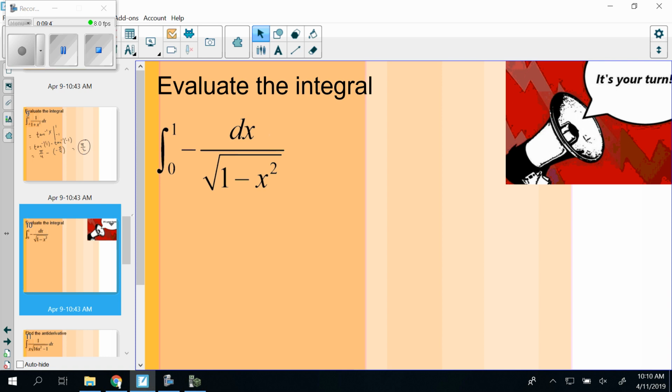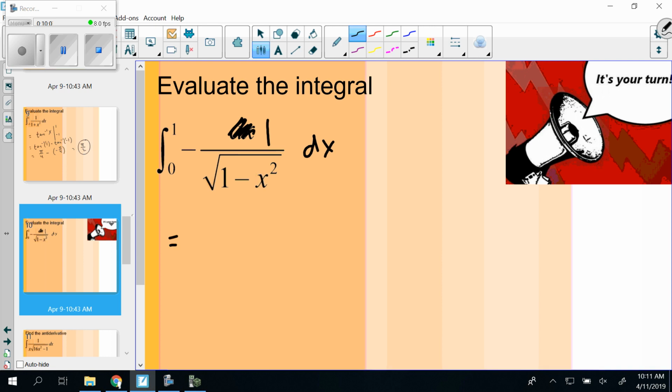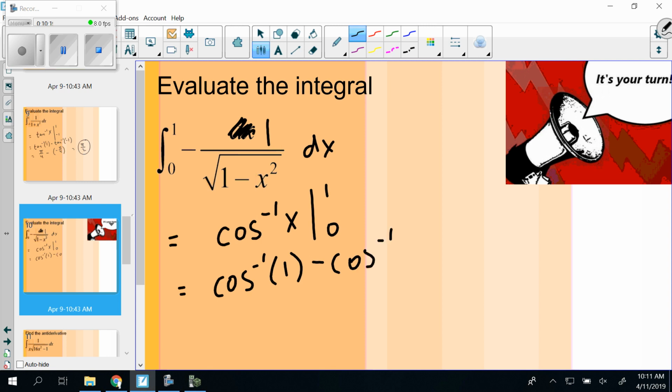Okay, let's have you guys try this one. So pause the video and see what you come up with. Okay, let's see what you got. This one, if you notice, is the form of inverse cosine here. Remember, if you get a dx right in here, we could also write it here and place a 1 there, and then you can see that is the same. So this antiderivative is inverse cosine of x. We want to evaluate that at 1 and 0. I'm putting that in. You get cosine inverse of 1 minus cosine inverse of 0.